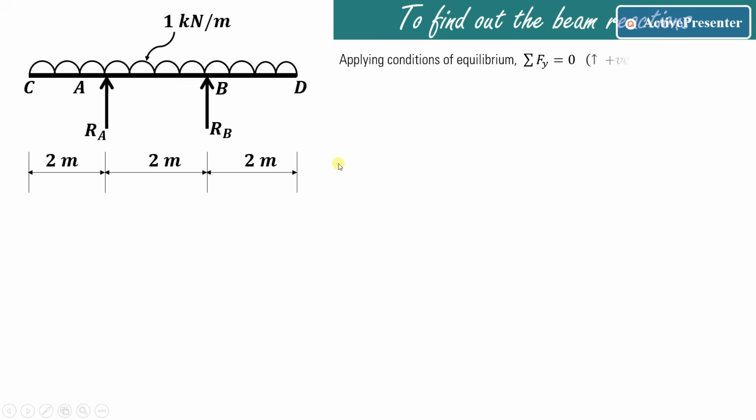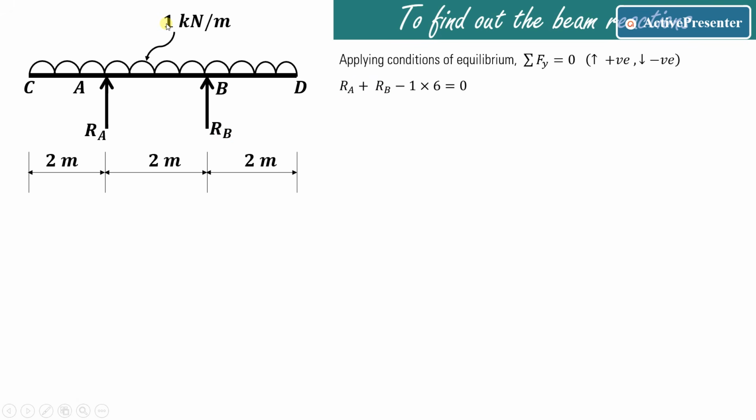So we can say that applying the conditions of equilibrium, summation of forces in y direction is equal to 0. Upward forces we will consider them as positive, whereas downward forces they are considered as negative. So RA is acting in the upward direction, RB is also acting in the upward direction. So RA and RB they are positive.